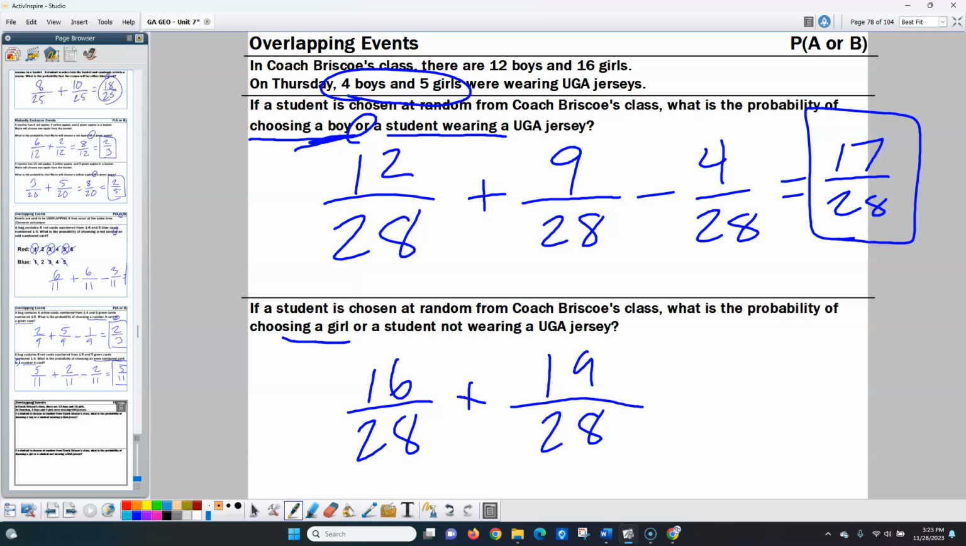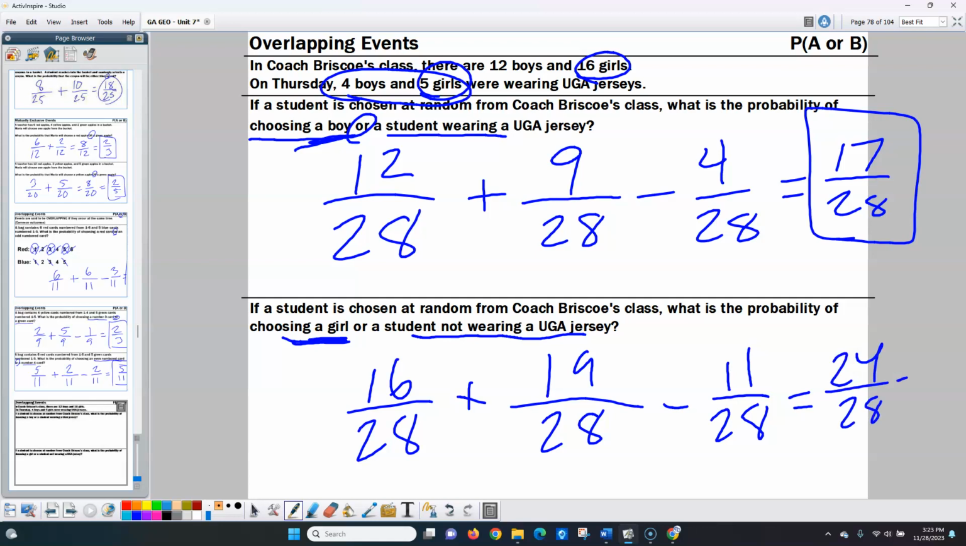Now, are there girls that are not wearing a UGA jersey? Yes. How many girls are not wearing a UGA jersey? Well, we got 16 total. 5 were. That means that 11 were not. So that would be what? A 24 out of 28? Hopefully mental math is correct. And that would be 6 out of 7.